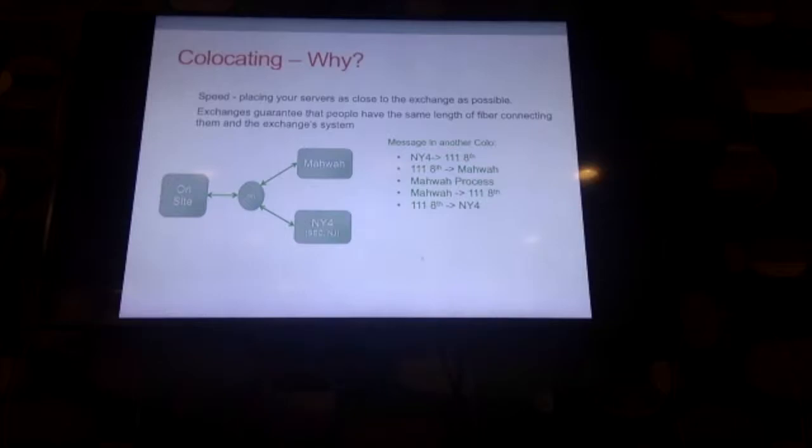So if you're going to go from NY4 to MAWA, the only real way to do that is to send your message through 111.8. And that takes time. That adds latency, right? So you'll end up having a lot of architects and designers that will pay a lot of attention to where you put servers, to where you put your message brokers, to where you put your pre-trade risk engines, simply because they don't want to add the extra latency or the extra hops.